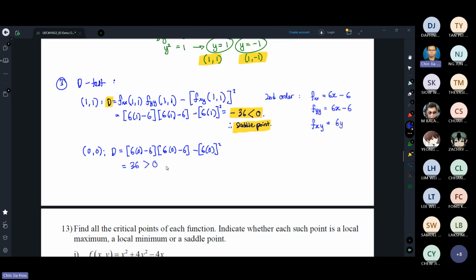More than 0. When it is more than 0, be careful, it is either max or min. So the next thing you need to find is what is your fxx when it is 0, 0. It is 6 times 0 minus 6. We get minus 6, which is less than 0. And then you can draw a conclusion. So local max.